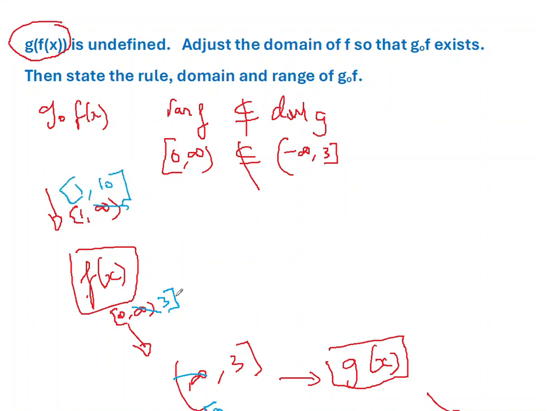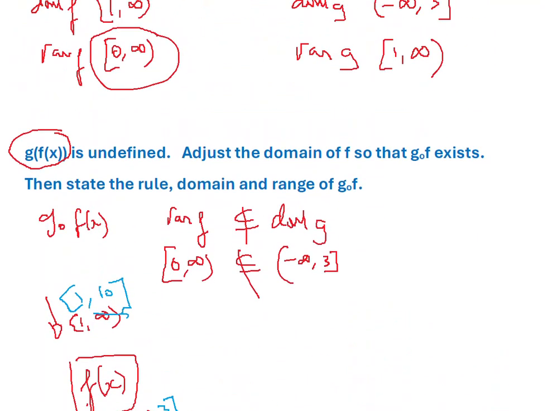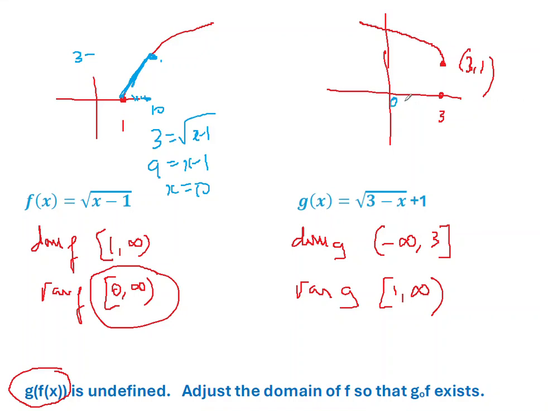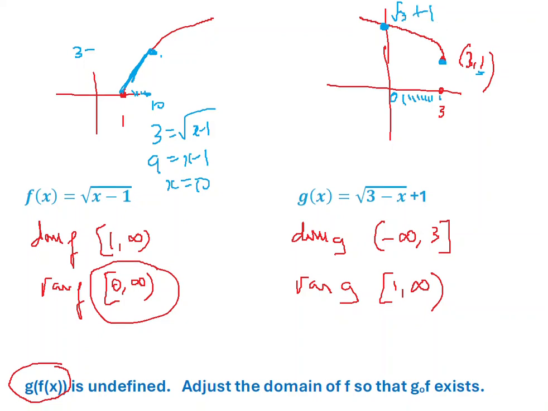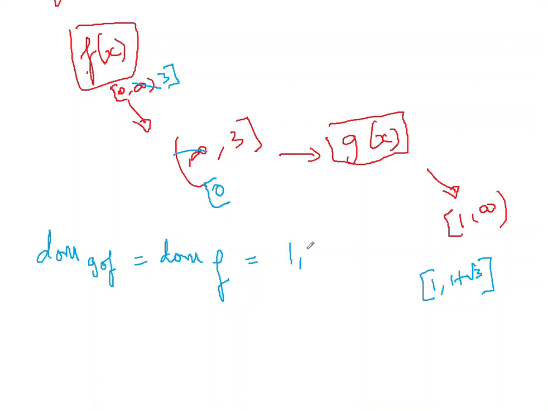And that will throw out a 0 to 3, which means 0 to 3 is the input into my g's. If I'm going from 0 to 3, these are the only x values I'm going to put in. Therefore, I'm going to go from 1 to whatever this will be, and that will be, when x equals 0, root 3 plus 1. So it's going to go from 1 to 1 plus root 3. So my domain of g o f will equal the domain of f, which is 1 to 10.